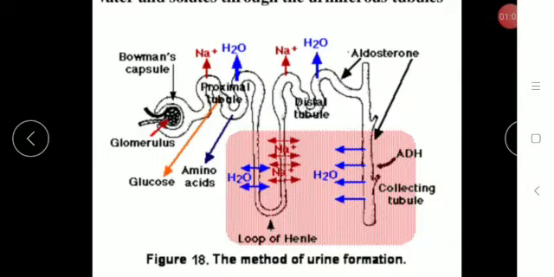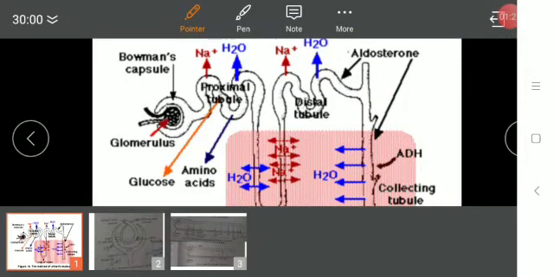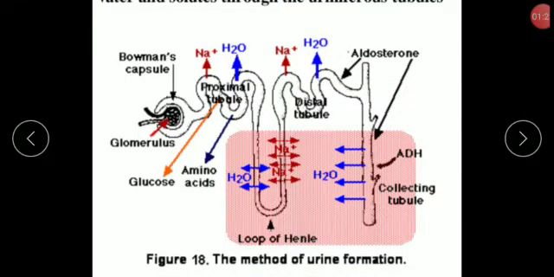The urine formation takes place in three steps: glomerular filtration, which is also called ultrafiltration, tubular reabsorption and tubular secretion. In this way it is eliminated away through the urethra. So let us see the first one, that is ultrafiltration.